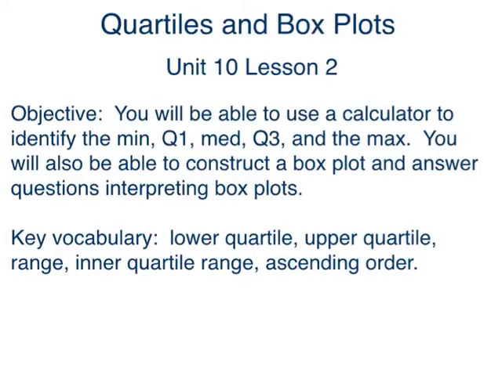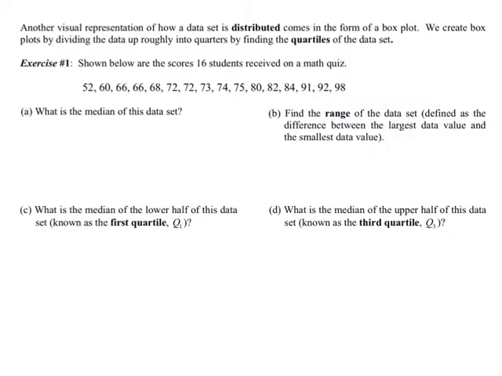Key vocabulary that you will walk away with today. Your lower quartile is just another way of saying your Q1. Your upper quartile is just another way of saying your Q3. Range, interquartile range, and ascending order. All these words, along with min, median, and max, are key vocabulary words that you have to leave today's lesson understanding.